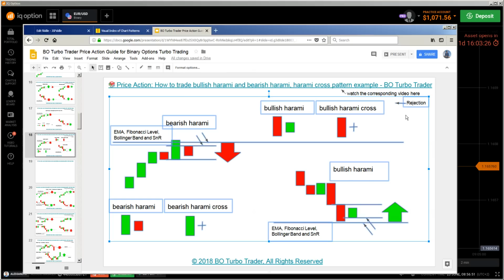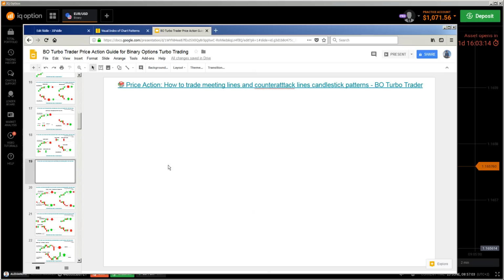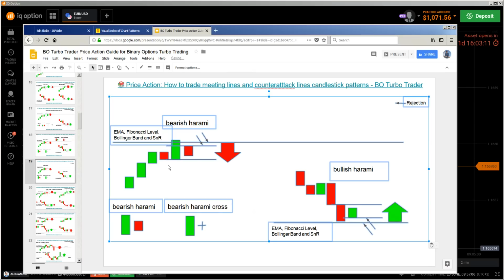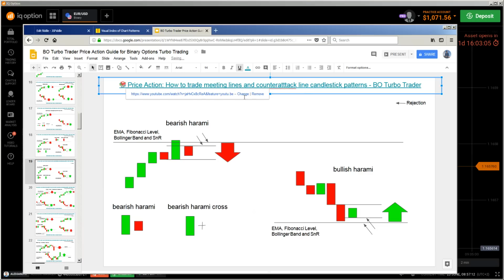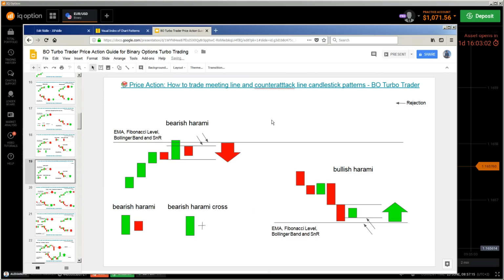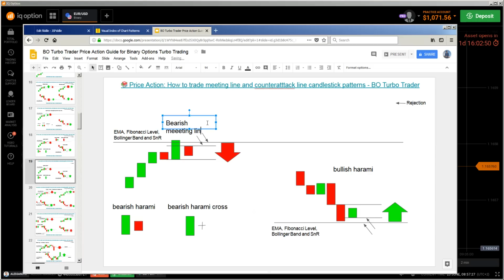So I will make it a little bit faster. I have to remove this, and this, and copy. Then we have an uptrend, and you expect the counterattack line. Let me see this: counterattack line candlestick pattern, meeting line candlestick pattern. It sounds better. So we will talk here about the counterattack, and it looks like this. I will write it down. Bearish meeting line, or counterattack line.